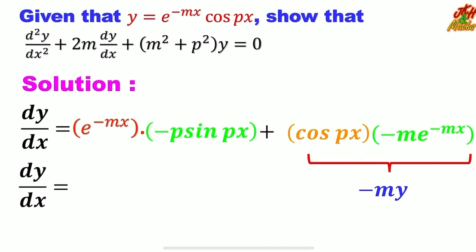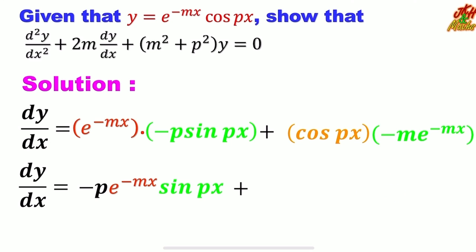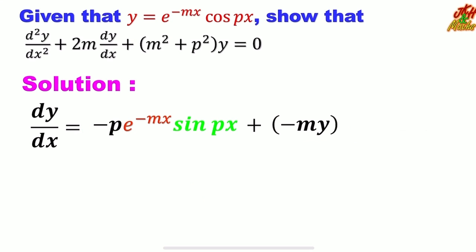Therefore, dy/dx, then we expand and simplify the product of the first term, giving us negative p e raised to the power of negative mx multiplied with sine px, plus in the bracket negative my. So just now, when we simplify, it gives us negative my.